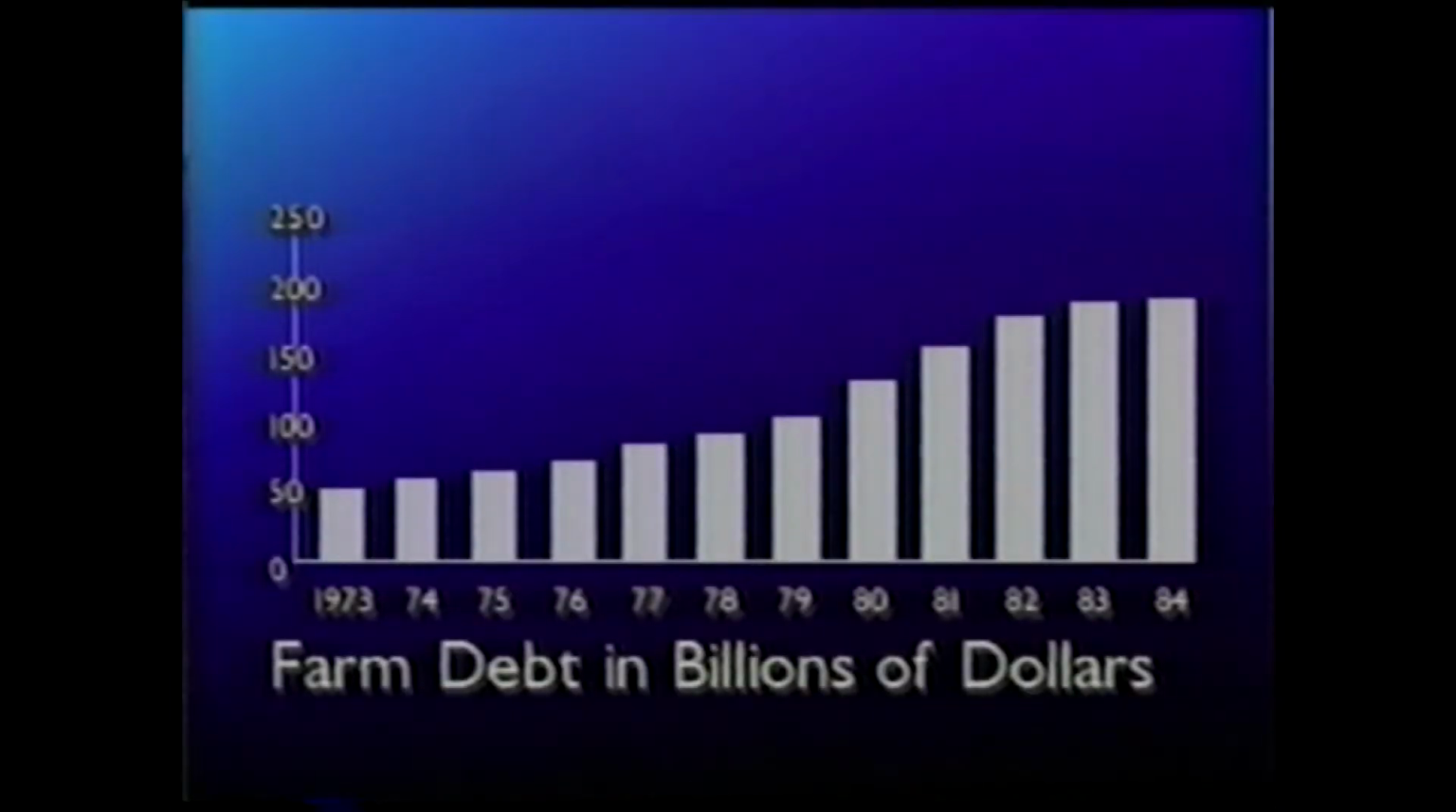Although this export-oriented strategy was profitable for a few grain merchants and chemical companies, it failed to create prosperity for family farmers. Facing rising costs while their prices were being cut by the government, farmers were forced to go into debt to cover their losses. As a result, farm debt rose to over $200 billion.